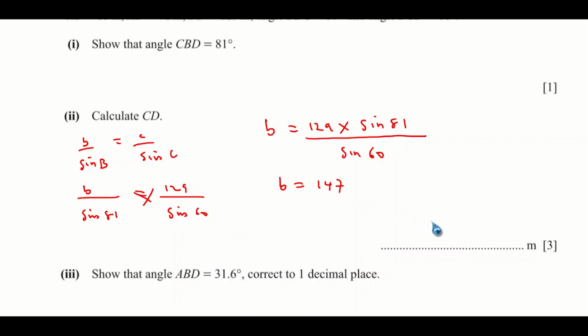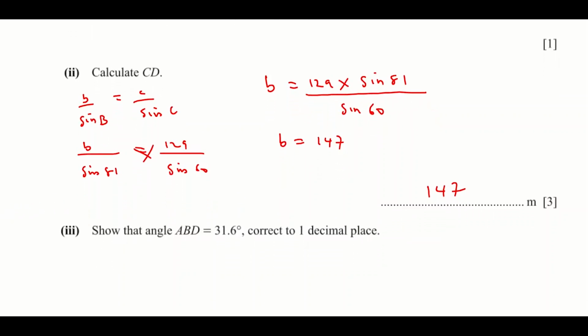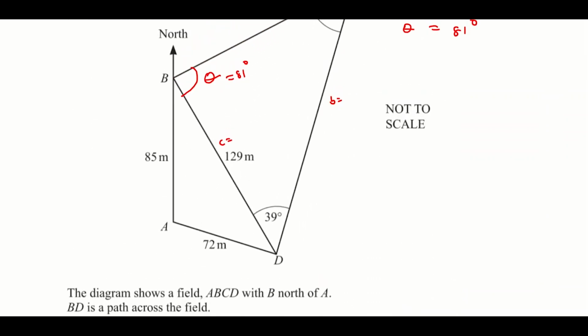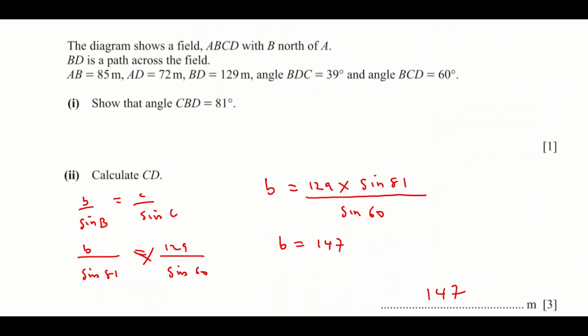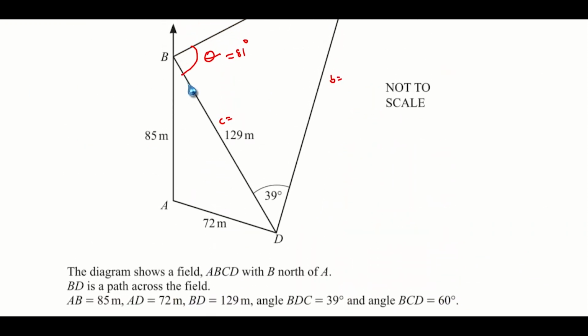Okay, correct, to 3 significant figures. So 147. Okay, so Roman figure 3: show that angle ABD is equal to 31.6 degrees. So that's angle ABD. We want to show that this angle is equal to 31.6 degrees.